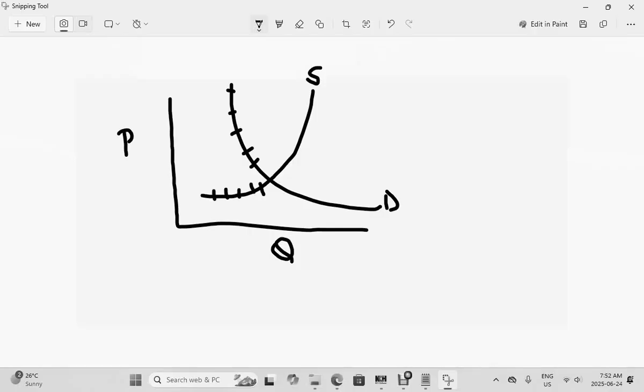All right, now, when it comes to consumer surplus, we're talking about demand. So we're talking about this curve over here, and since this is the equilibrium point, the consumer surplus will be the area above the equilibrium point and underneath the demand curve.